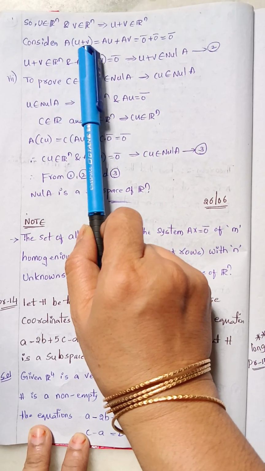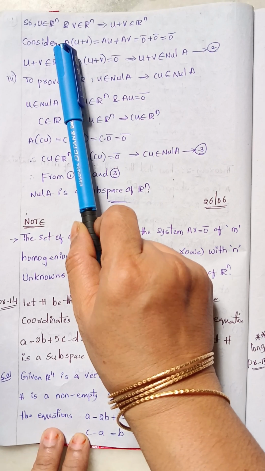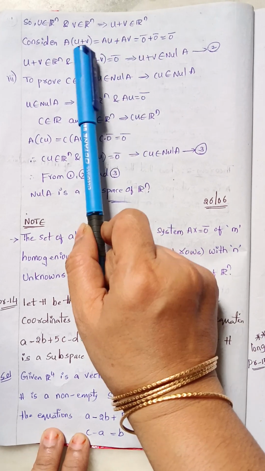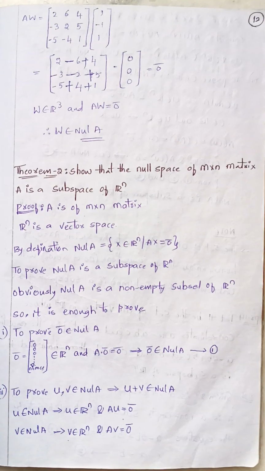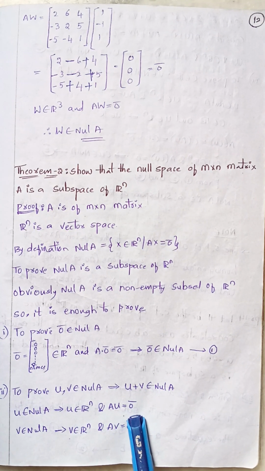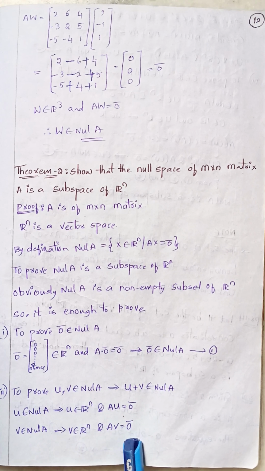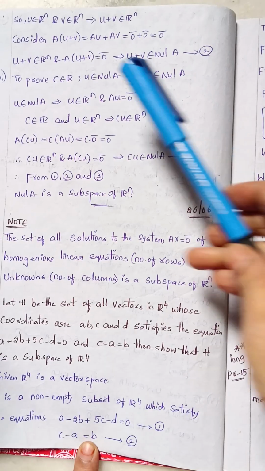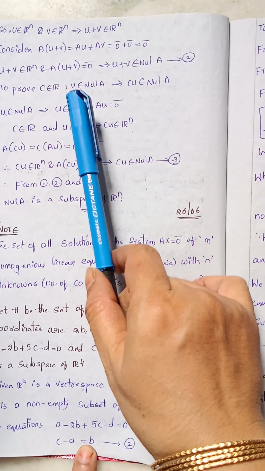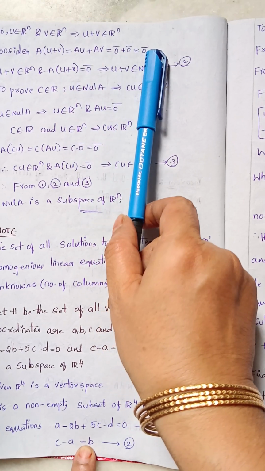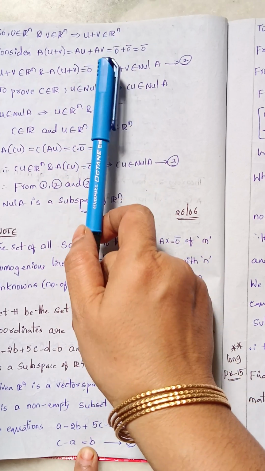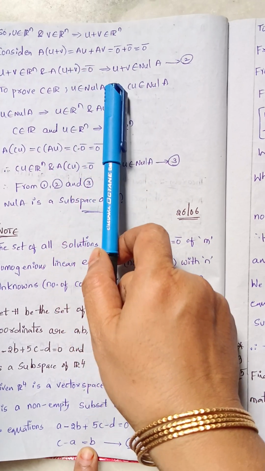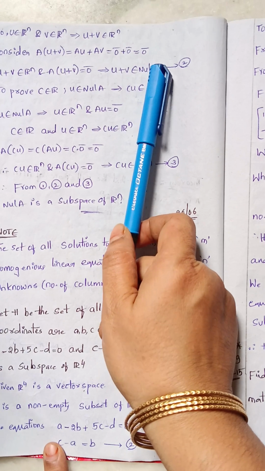So let us consider A into u plus v, then we can multiply as Au plus Av, right? Here Au is 0 bar and Av is 0 bar, then substitute there. 0 bar plus 0 bar is 0 bar. So u plus v belongs to R power n, and A into u plus v is 0 bar. So u plus v belongs to null A according to the definition.